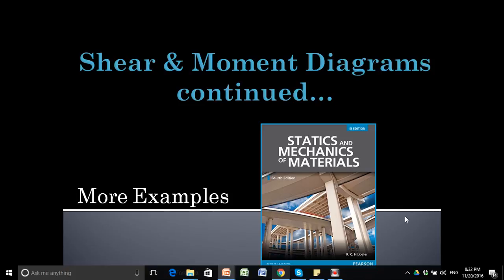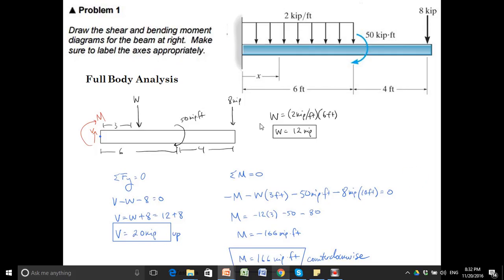Alright, here we go. Yet another example of shear and moment diagrams, and I'm hoping that after this one, things become even more clear. So, let's see. Draw the shear and bending moment diagrams for the beam on the right. Make sure to label axes appropriately.